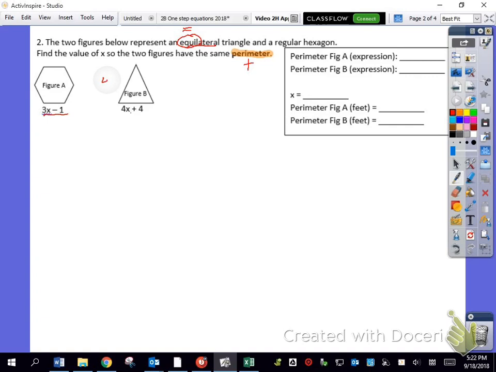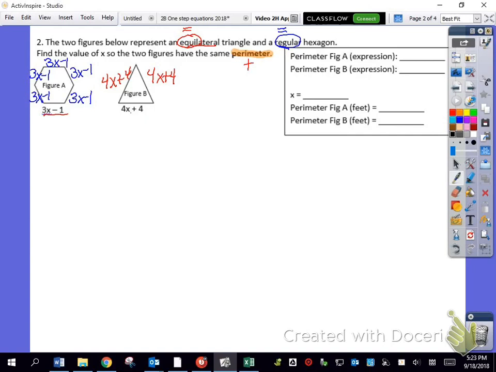So 4x plus 4 goes here. And 4x plus 4 goes here. Okay, they're all exactly the same. And then the same thing, regular, also means that they're all equal on the hexagon. So 3x minus 1, 3x minus 1, 3x minus 1, 3x minus 1, and 3x minus 1. Okay, every single side's the same.